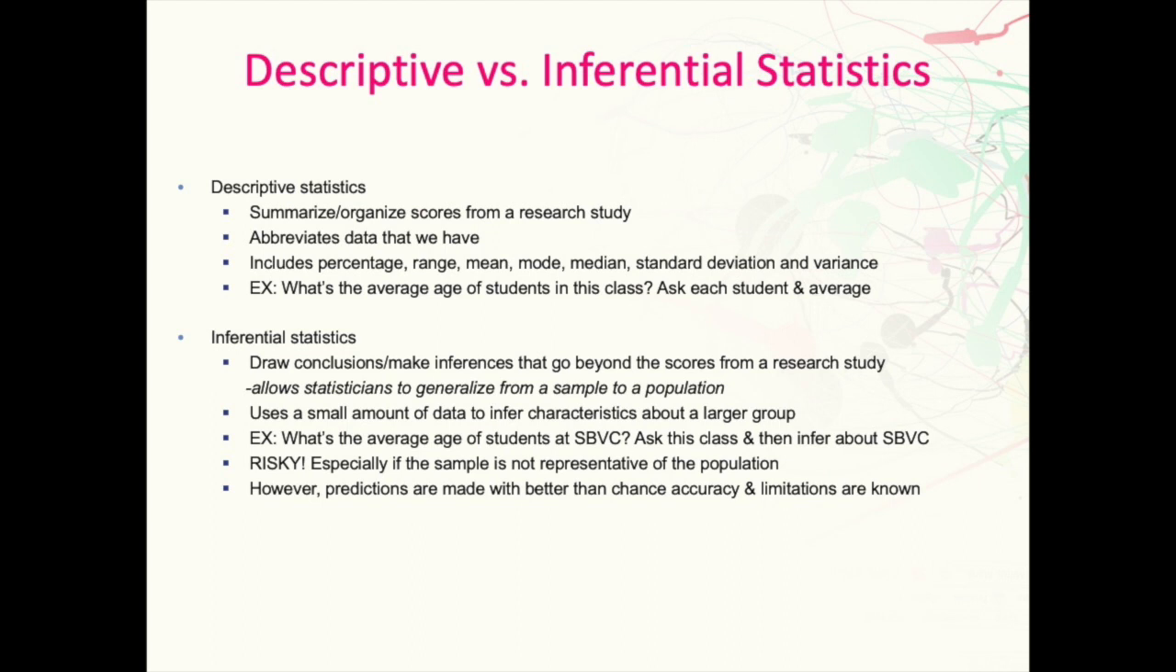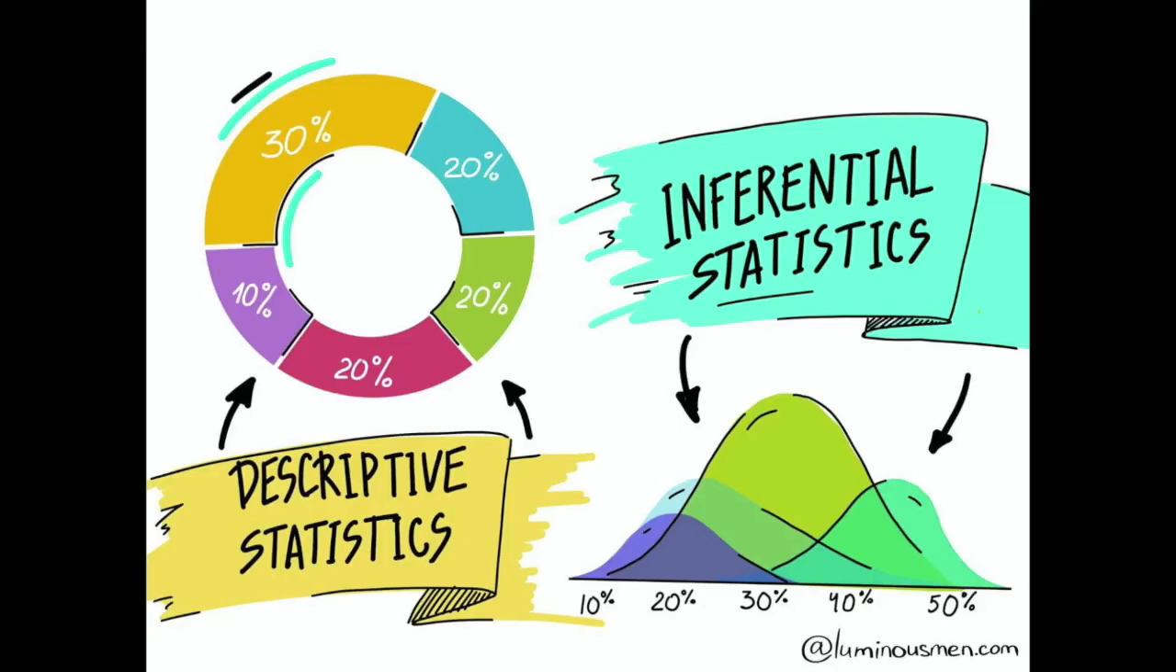Okay, and so now we're going to move into some basic statistical concepts. So there are two broad types of statistics. Descriptive statistics are statistics that summarize and organize scores from a research study. Basically, they abbreviate, summarize the data that we have. And some descriptive stats include percentage, range, mean, median, mode, standard deviation, variance.